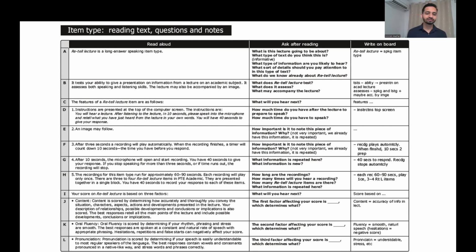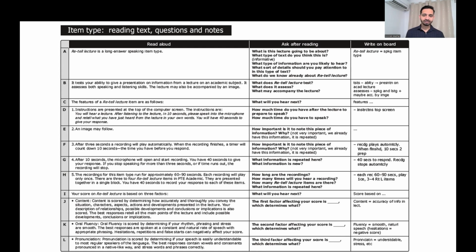Content is scored by determining how accurately and thoroughly you convey the situation, characters, aspects, actions, and developments presented in the lecture. Your description of relationships, possible development, conclusions, or implications is also scored. The best responses retell all the main points of the lecture and include possible developments, conclusions, or implications.